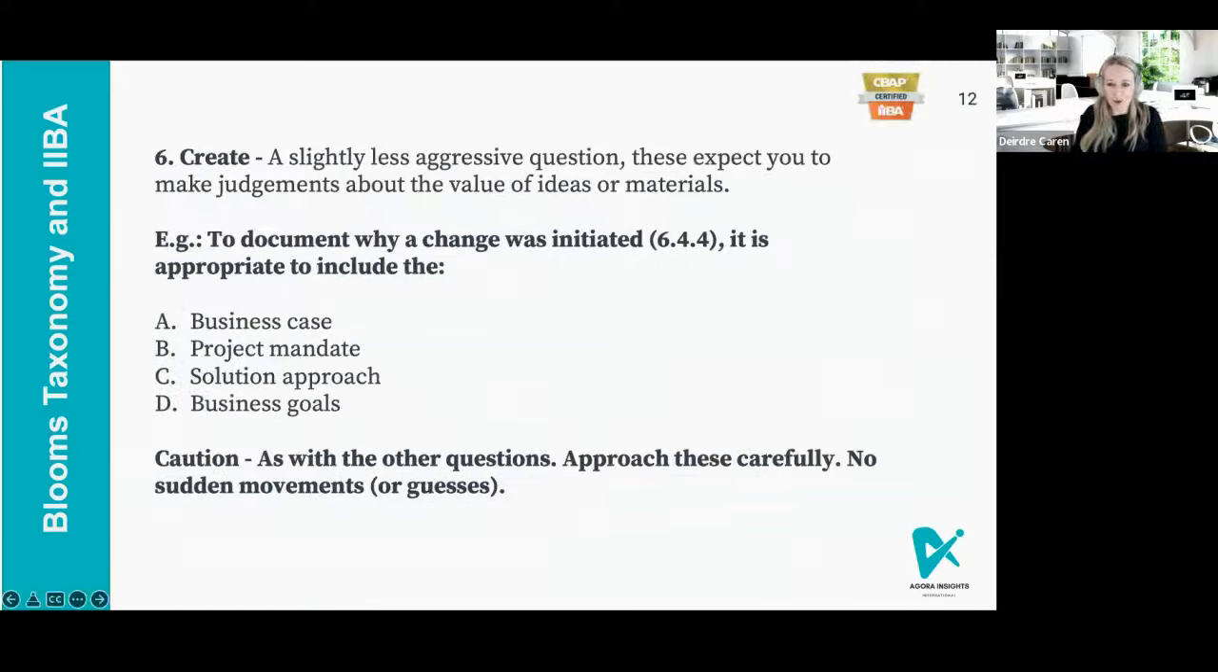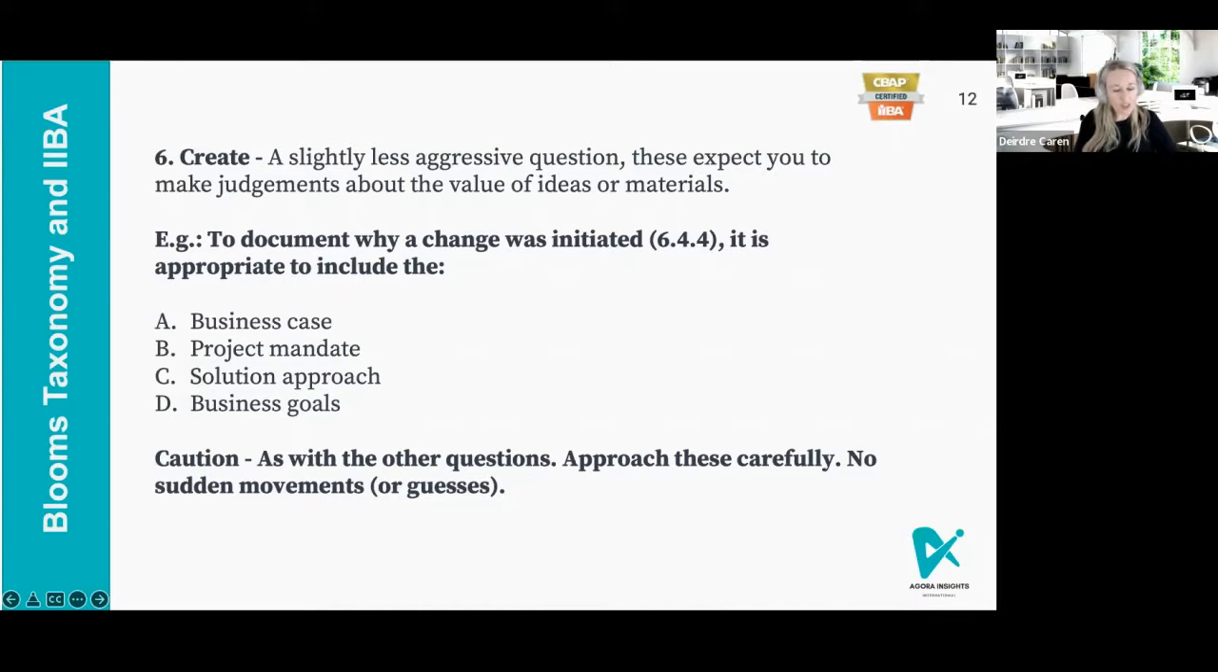Okay, now we get to a bit more of a tricky one, even though it doesn't look tricky. Now we're looking at creating. So a slightly less aggressive question. These expect you to make judgments about the value of the ideas and the materials. And the caution is, as with the other questions, approach carefully, no sudden moves. Again, we've got this right. 56% business case is the correct answer. But the question is why?